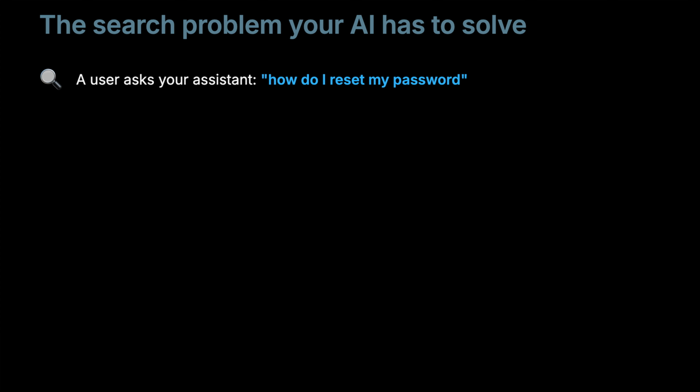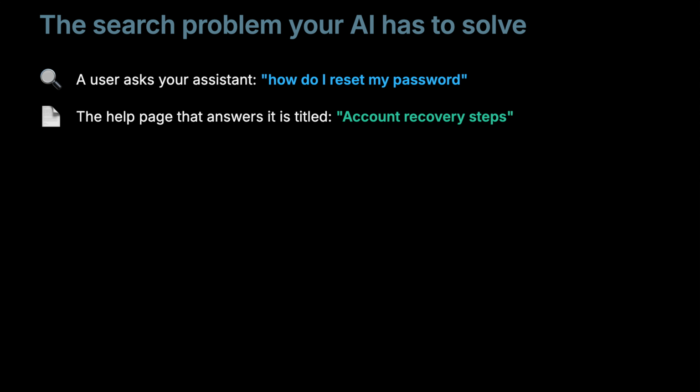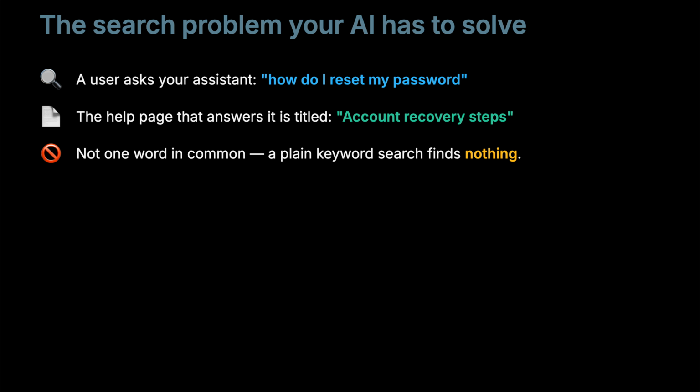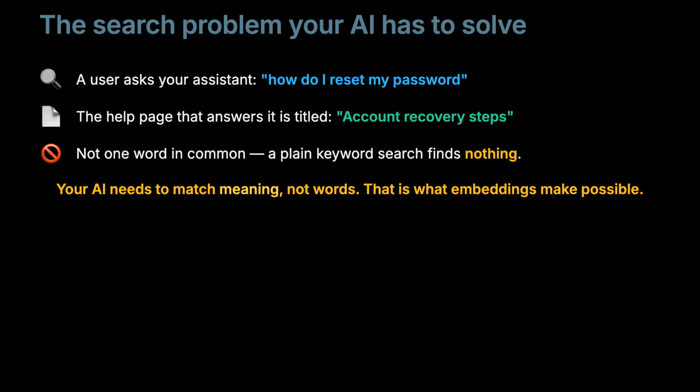Here is the core problem your system needs to solve. A user asks your assistant, "How do I reset my password?" The help page that actually answers it is titled Account Recovery Steps. Look closely, not one word is shared between them. So a plain keyword search finds nothing. Your AI needs to match meaning, not just words. That is exactly what embeddings make possible.